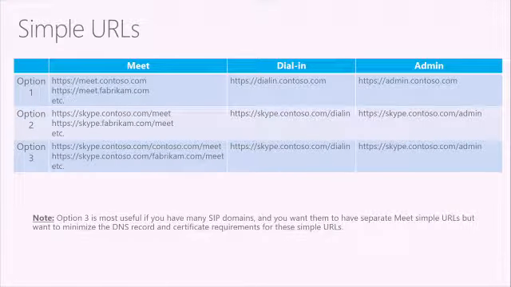Now, there's three categories of simple URLs we work with. The Meet URL, which is what we use to actually join a meeting. The dial-in URL, which we use to see what available dial-in numbers we have for dial-in conferencing. And then our admin URL that we would use internally if we wanted a simple way to access the administrative interface to Skype for Business.